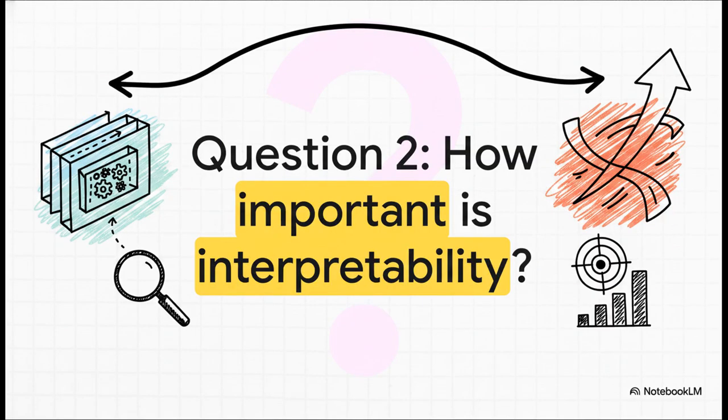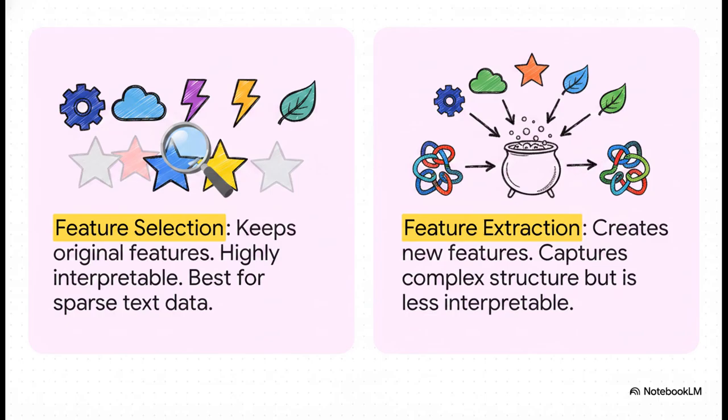On to question number 2, and this one hits on a really crucial trade-off. Do you need to be able to explain, in plain English, what your new simplified features actually mean, or is pure predictive power the only thing that matters? See, this leads you to a fundamental choice. You can do feature selection, which is kind of like being a minimalist. You just keep a subset of the original features you started with. This is awesome when you need to explain your model's logic to someone.